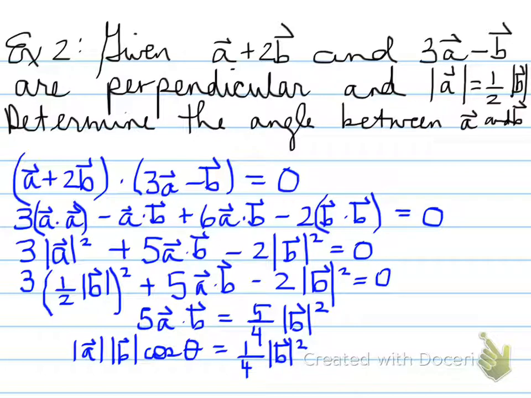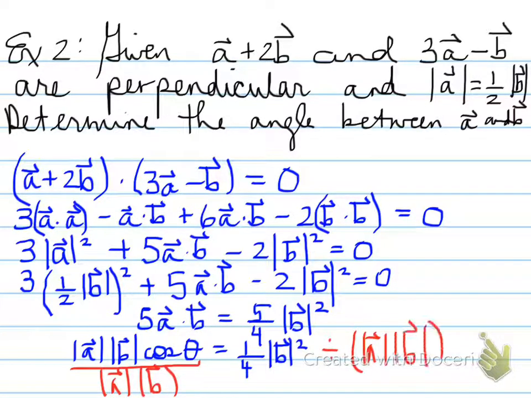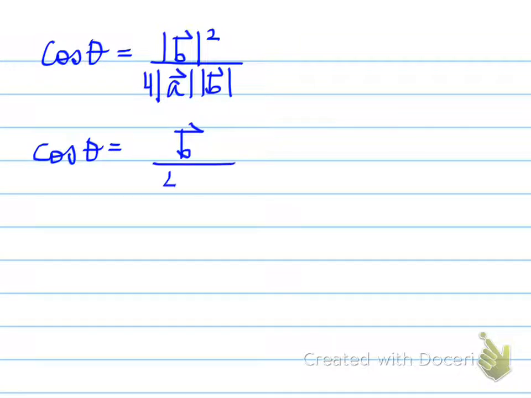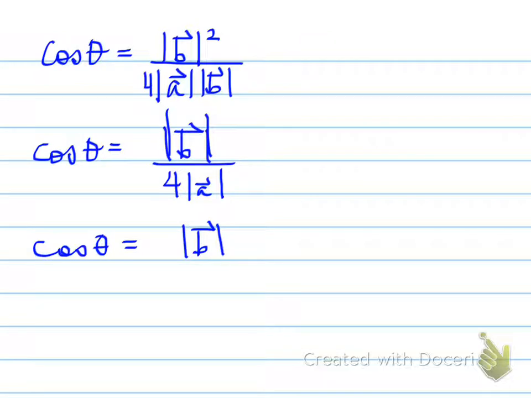We need to find theta. To find theta, we divide both sides by the magnitude of A times the magnitude of B, both sides. So what will that result in? Well, when we divide by the magnitude of A and magnitude of B, the magnitude of B's cancel, so we're left with magnitude of B over 4 times the magnitude of A. What will that result in? Well, we will have a value such that the magnitude of B is over 2 magnitude of B.